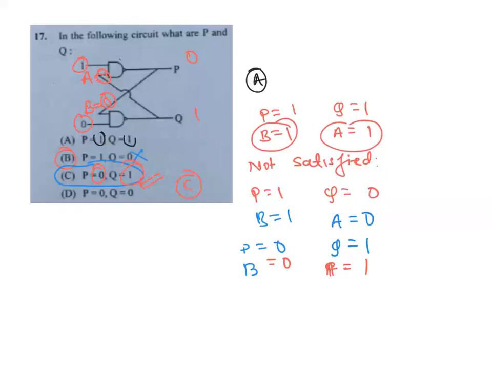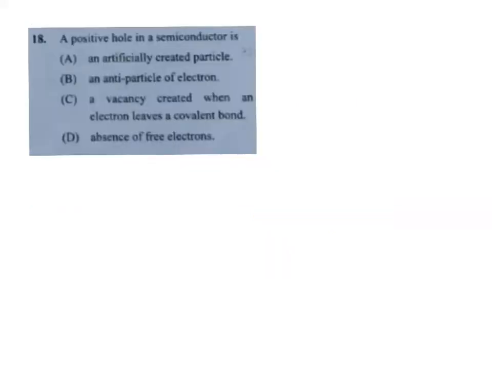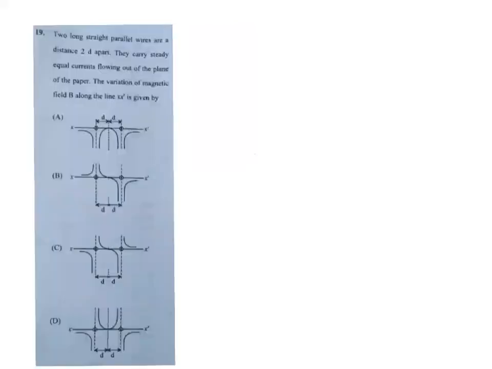Okay, now look at the next problem here. A positive hole in a semiconductor is a vacancy created when an electron leaves the covalent bond. Option C is the right answer for this question.